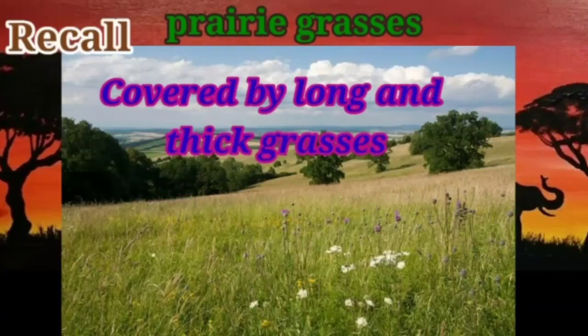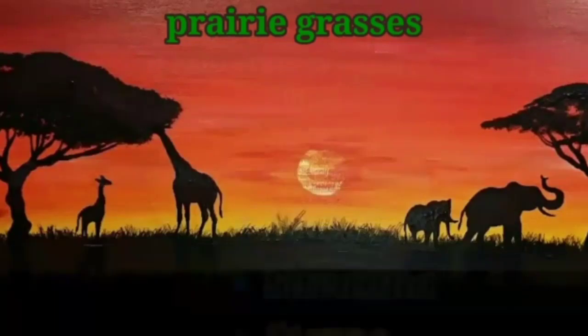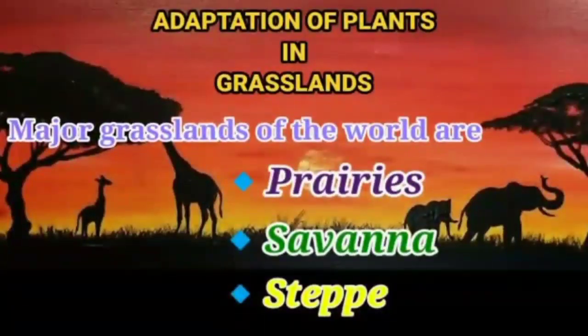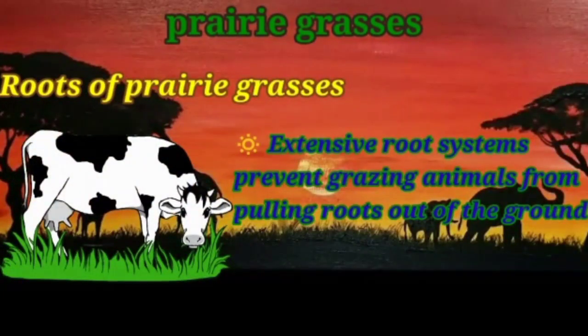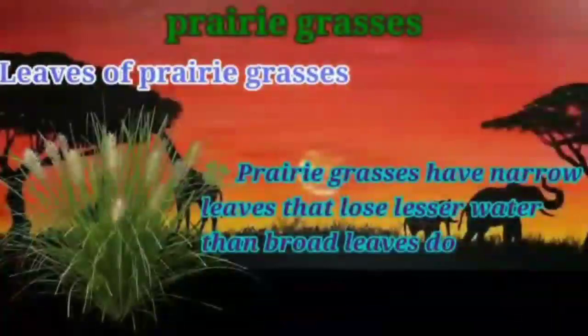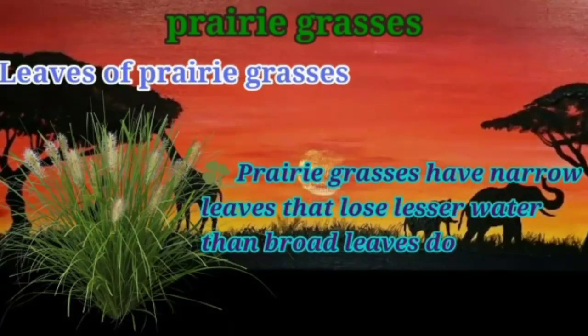Grasslands are mainly covered by long and thick grasses. The major grasslands of the world are prairies, savanna and steppe. Roots of the prairie grasses extend deep into the ground to absorb as much moisture as they can. Extensive root systems prevent grazing animals from pulling roots out of the ground. Grasses have narrow leaves that lose lesser water than broad leaves do.